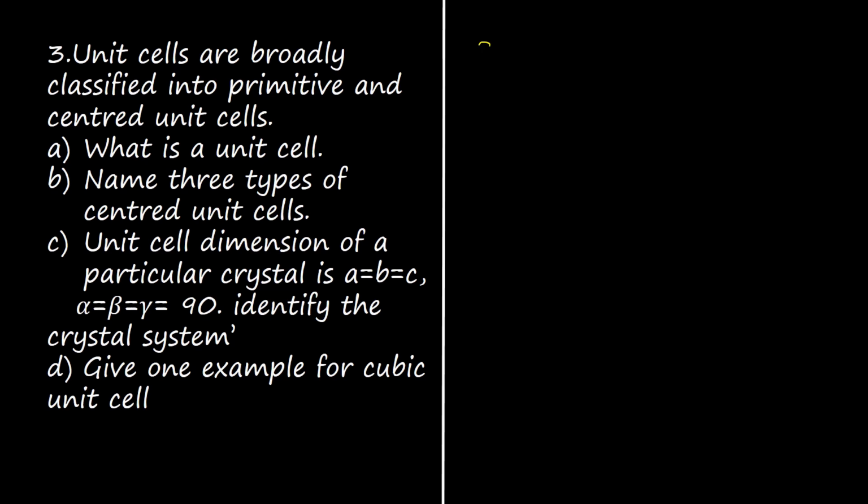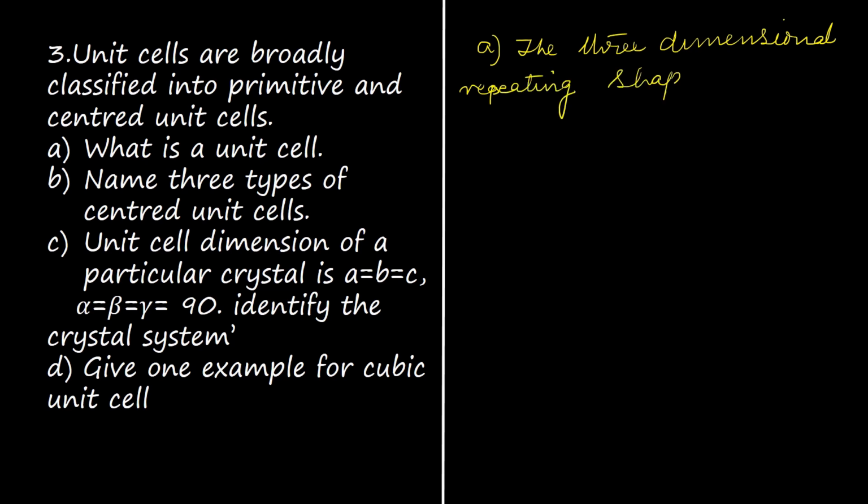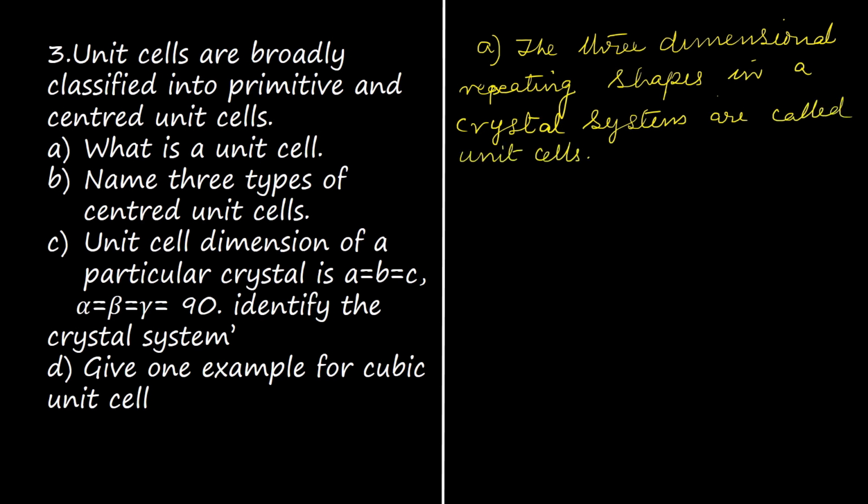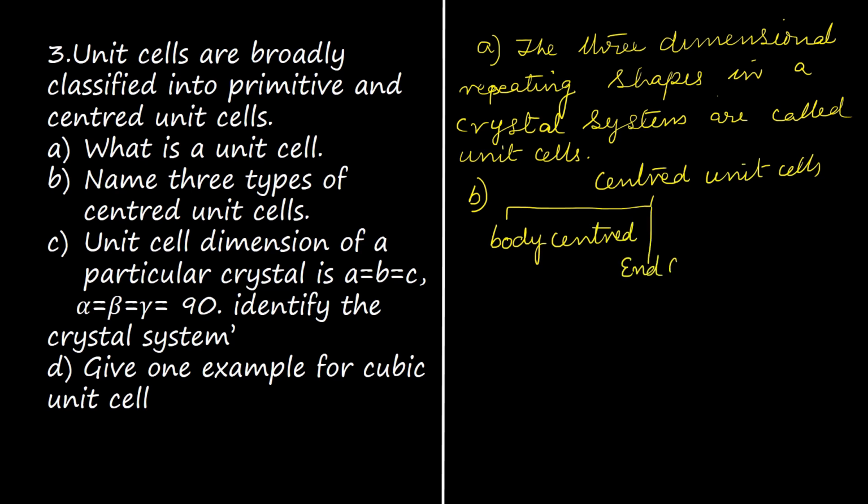Section A, you have to write the definition of unit cell. The 3-dimensional repeating shapes in a crystal system are called unit cells. Now section B, the 3 types of centered unit cells are 1. Body-centered unit cell, 2. End-centered unit cell, and 3. Face-centered unit cell.